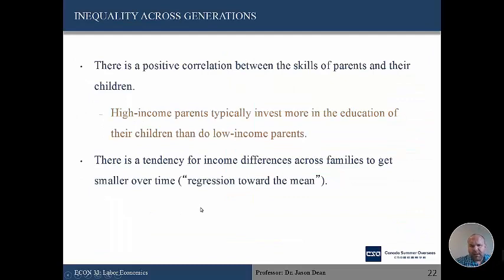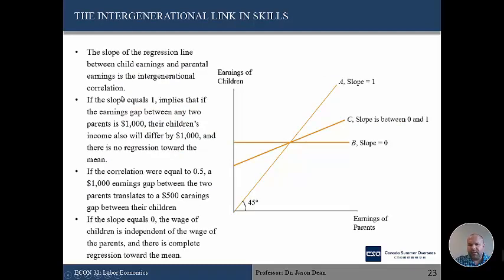Now, what about inequality across generations? We find a positive correlation between the skills of parents and their children. High income parents typically invest more in the education of their children than low income parents would. So there's a tendency for income differences across families to get smaller over time, or regression towards the mean.